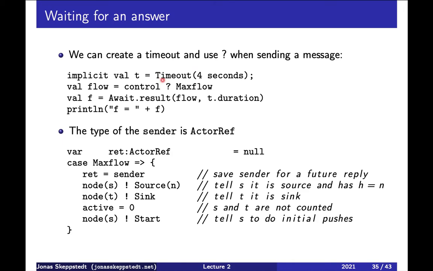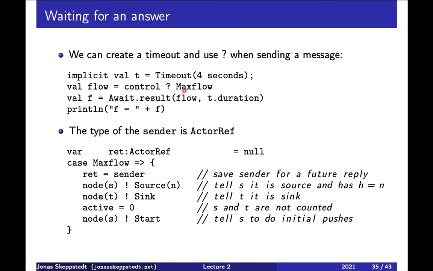We also need to specify a timeout. So this is typically what the main program can do when it has the controller, and it will here ask the controller to compute the max flow. And then this flow will have a type which we don't bother about, but when we get the result here, it will be the return value from the controller. Okay, so the controller needs to save the one who sent this message.